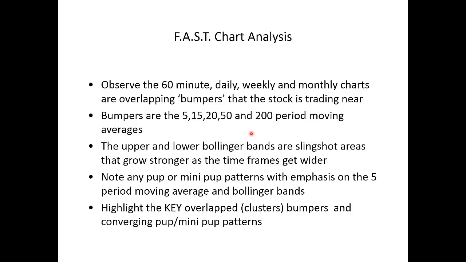Now, anytime there's a pup or a mini pup, what's the first thing that comes to mind? 5-period moving average, right? On the mini pups, 5-period moving average, and then what's the next direction? So if it's a weekly mini pup, write down that 5-period moving average. If it's a weekly mini pup, but the trend is coming down, then that's a tightening. So write down the 5-period moving average. That's support, and then the next bumper, which is most likely the 15-period moving average. Write that down.